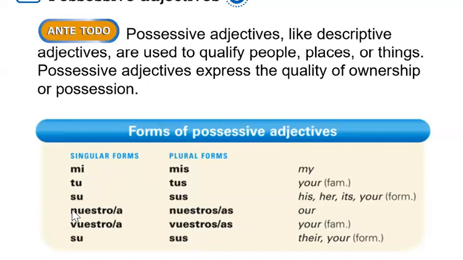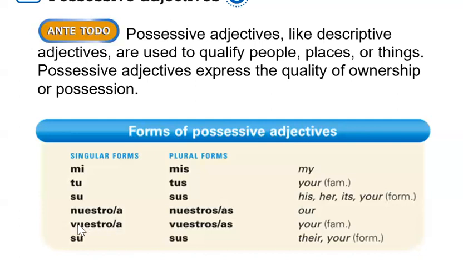And then with our, whatever noun that we possessed, we had four forms here. We had a singular feminine and a singular masculine, and a plural feminine and plural masculine form. So if it was our house, nuestra casa, our room, nuestro cuarto, and then for something plural, our books, nuestros libros, our magazines, nuestras revistas. So we had four forms there.